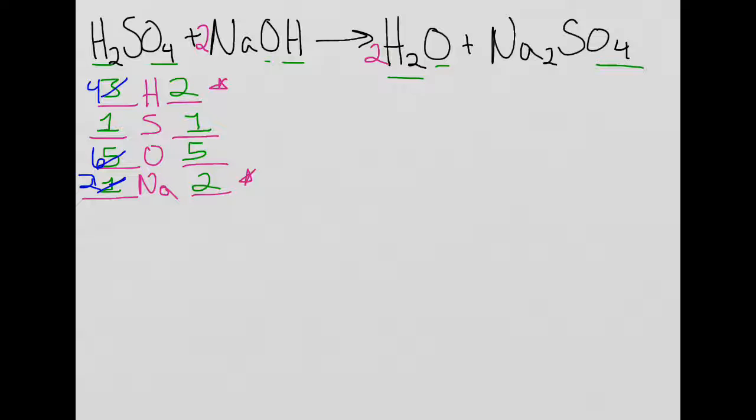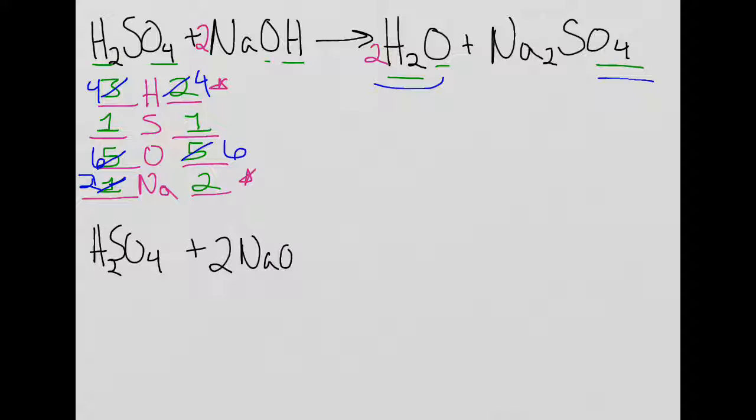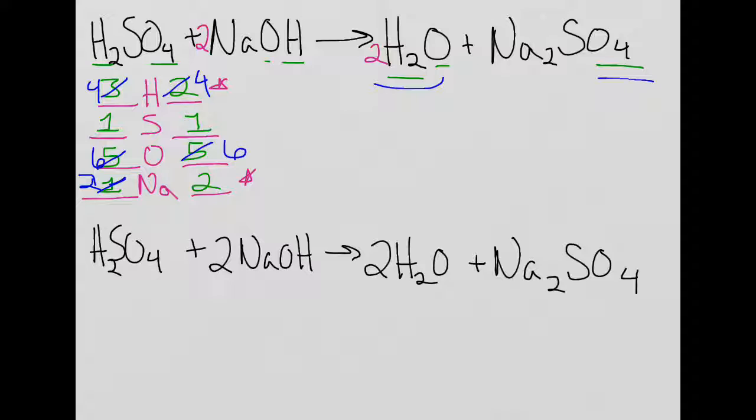That then changes my hydrogens. Instead of just being 2, it is now 4, so that's good. And my oxygens are now 6. I have 2 and then 4. I have 6 of those. So now it looks like I'm equal. And I can rewrite this equation as H2SO4 plus 2 NaOH makes 2 H2O plus Na2SO4. Perfect.